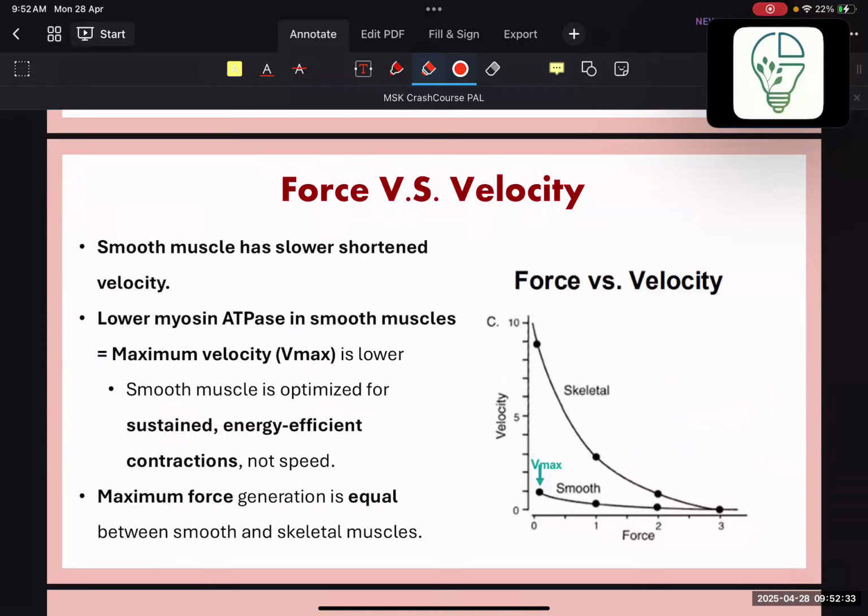Smooth muscle velocity in general is just much lower than skeletal muscle velocity, because you don't need that much. You don't need to have high speed contractions with your smooth muscles. Your body is just not created that way. So that's why your Vmax is already much lower. If you take a look over here, this is the skeletal muscle and this is smooth muscle. It's much lower naturally, because your smooth muscles are optimized for sustained energy efficient contractions. And finally, maximum force generation is equal between smooth muscle and skeletal muscles, meaning your smooth muscle may contract slower, but they can generate high forces the same way that your skeletal muscles do.